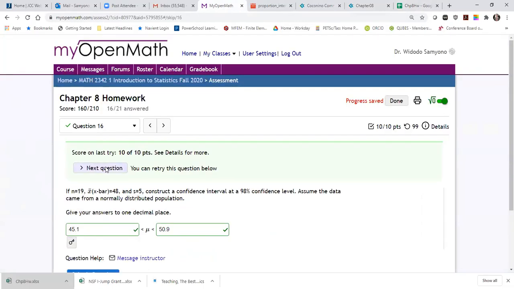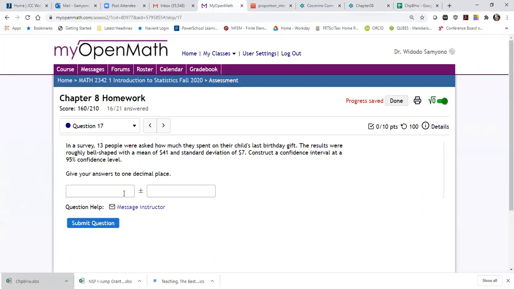Okay, so the next one, it should be the same thing. You have to be careful for this one. So this is like the mean. This is like the margin of error. You can see to find the mean, you add them and divide by 2, and then to find the margin of error, you just subtract from the mean.